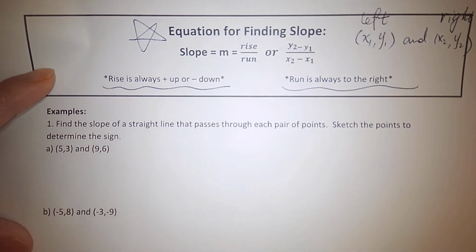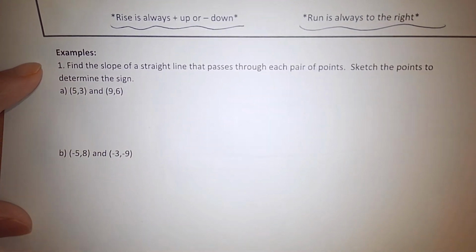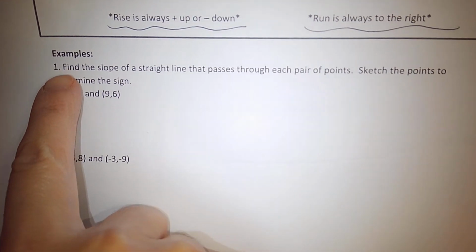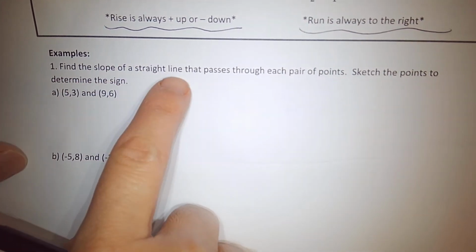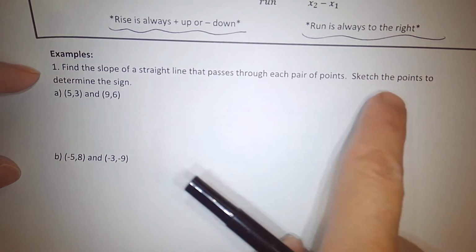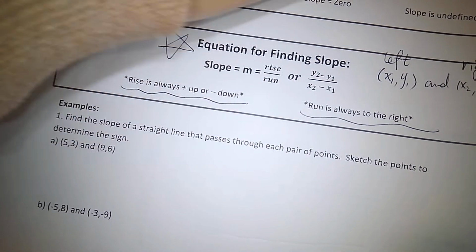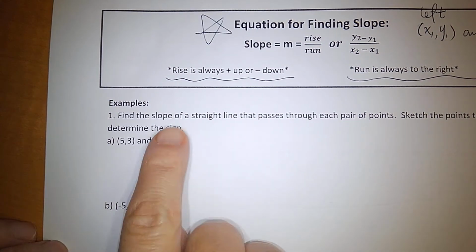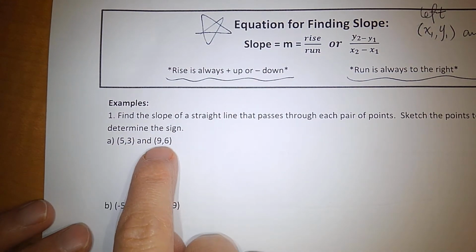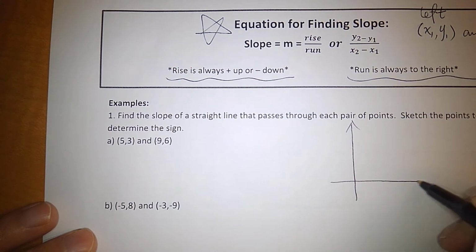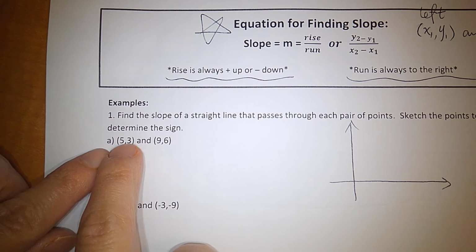Alright, now guys, let's try to use the formula to do the calculations. Question 1. Find the slope of the straight line that passes through each pair of points. Sketch the points to determine the sign. Now how to do this problem? We have a point (5, 3). We have a point (9, 6). Let's draw these points on the graph. Where is point (5, 3)?